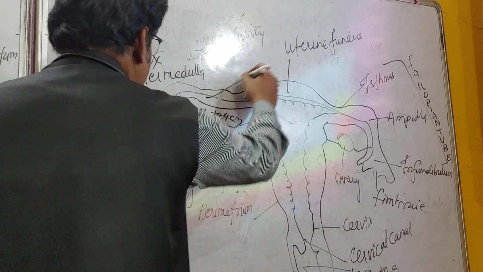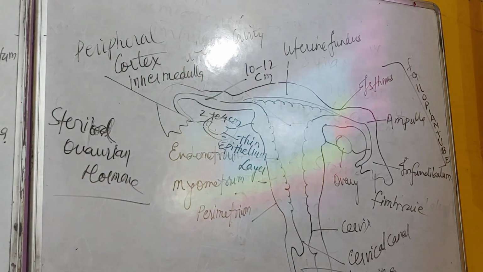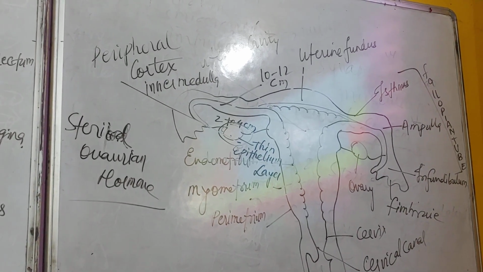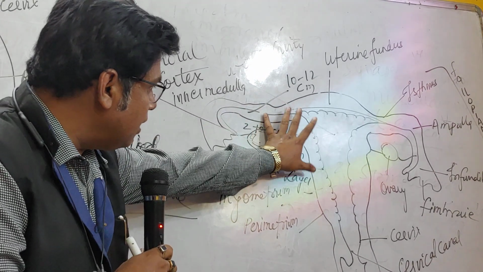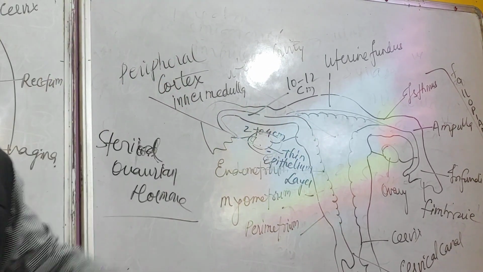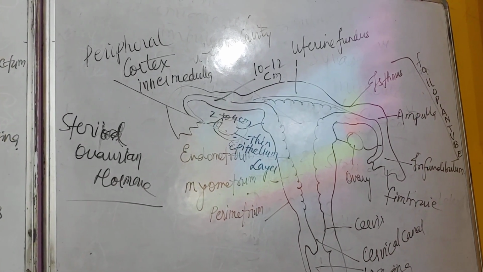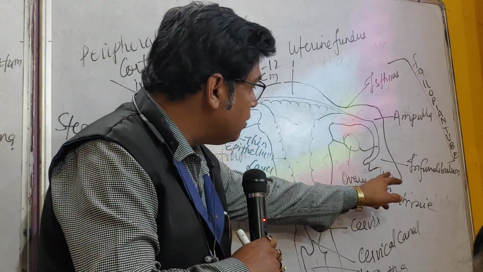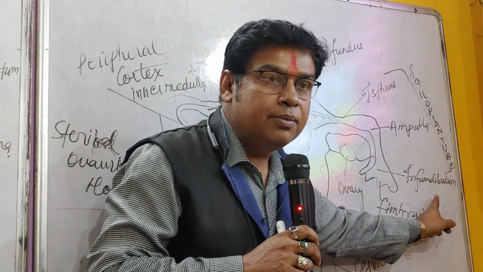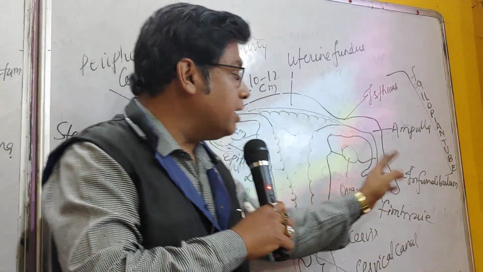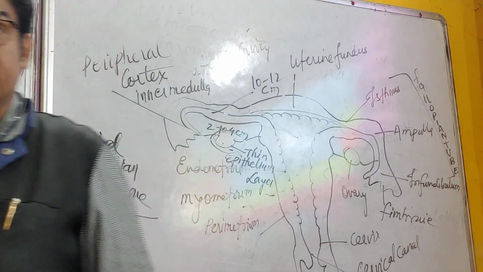This fallopian tube is around 10 to 12 centimeter in length, and that is its dimension along the whole path from the ovary to here. That part of the oviduct which is closer to the ovary is known as the infundibulum.